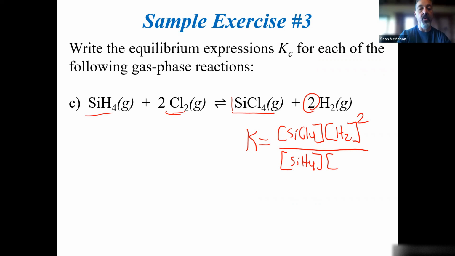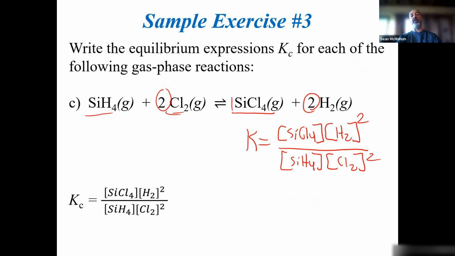And I have chlorine to the power of 2. And I get my equilibrium expression. So what we've been doing is setting up our equilibrium constants. Now, I don't know if you've noticed, but in every example here so far, it has been all gases. That's how I've introduced this.